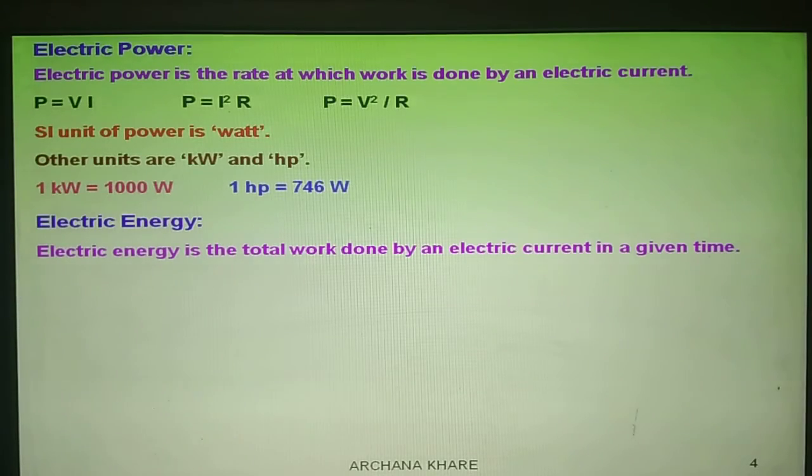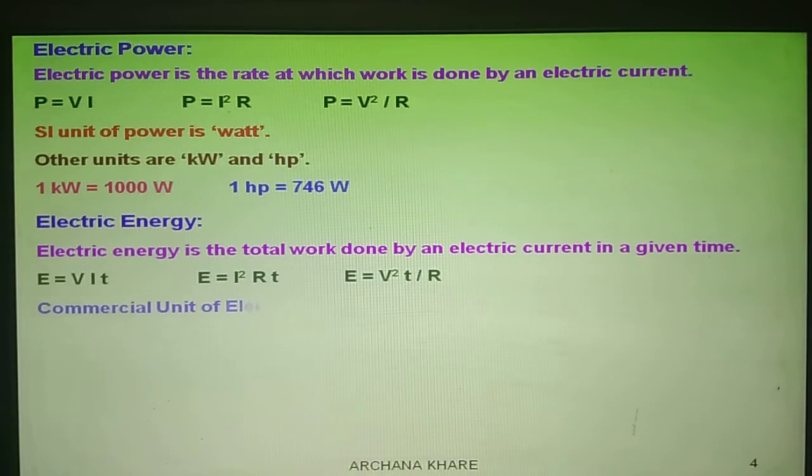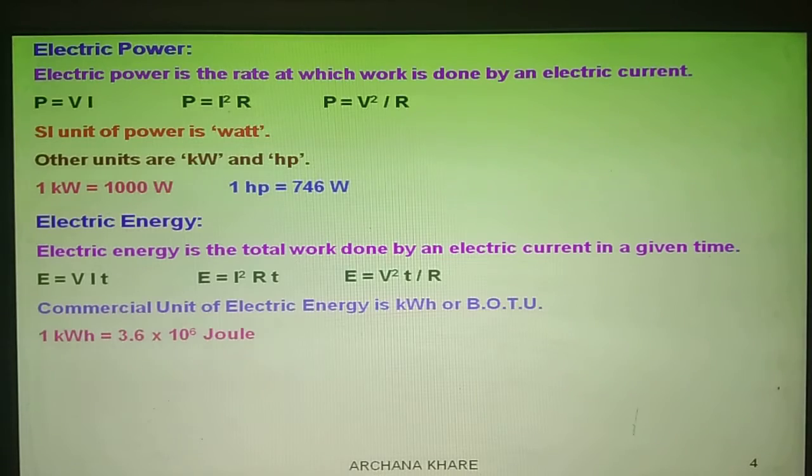The electric energy is the total work done by an electric current in a given time and is given by E is equal to either VIT or I square RT or V square T by R. The commercial unit of electric energy is kilowatt hour or BOT unit, Board of Trade Unit. The 1 kilowatt hour, the practical or commercial unit of electrical energy, in SI units its value is 3.6 into 10 to the power 6 joules.